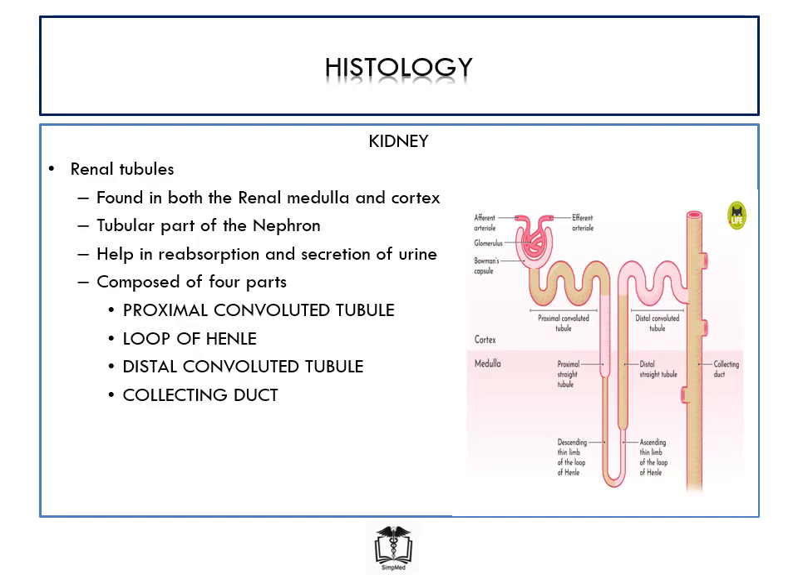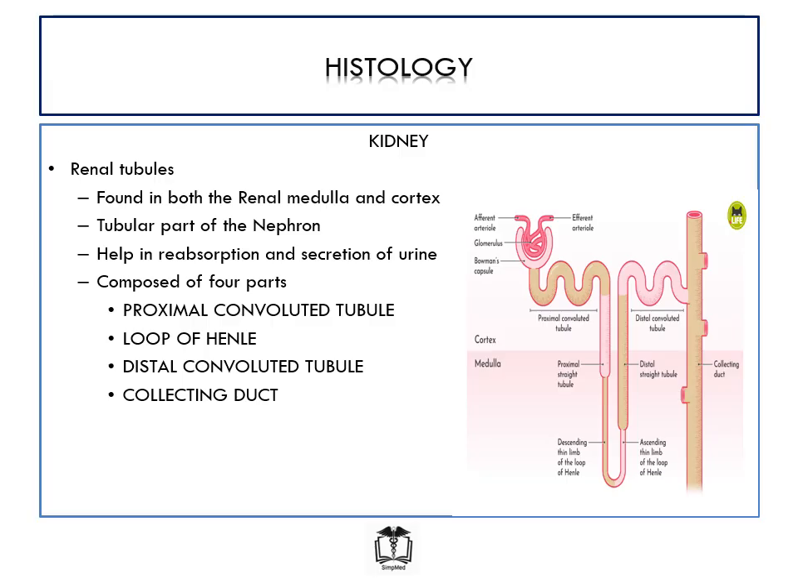Let's talk about the renal tubules. The renal tubules are found both in the renal medulla and the cortex. So portions of the renal tubules are found within the cortex, then portions extend into the renal medulla. The renal tubules are tubular in shape, hence the name. They are involved in the process of reabsorption and secretion of urine and its various constituents. The renal tubules are composed of four major parts.